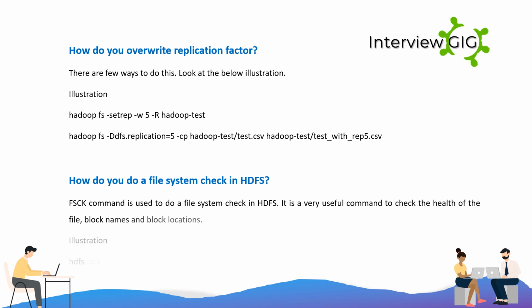How do you do a file system check in HDFS? fsck command is used to do a file system check in HDFS. It is a very useful command to check the health of the file, block names and block locations. Illustration. hdfs fsck /hadoop/test -files -blocks -locations.